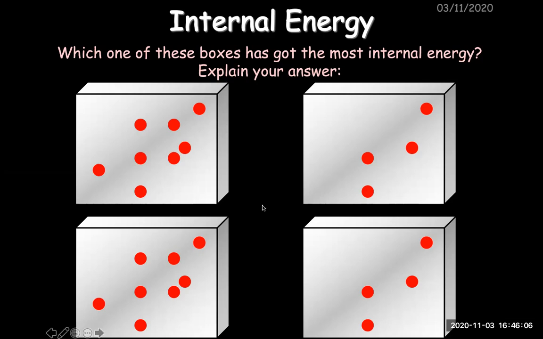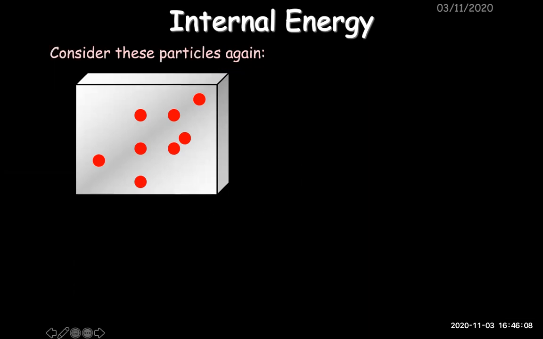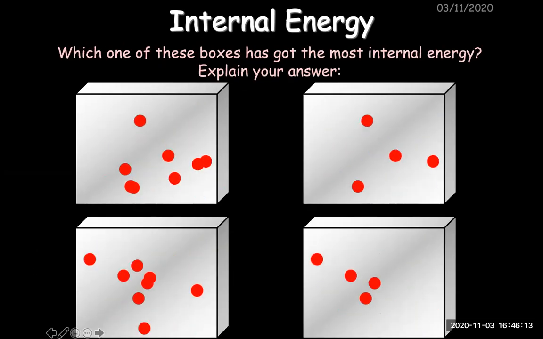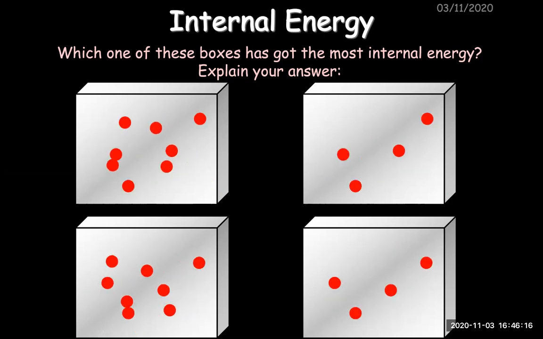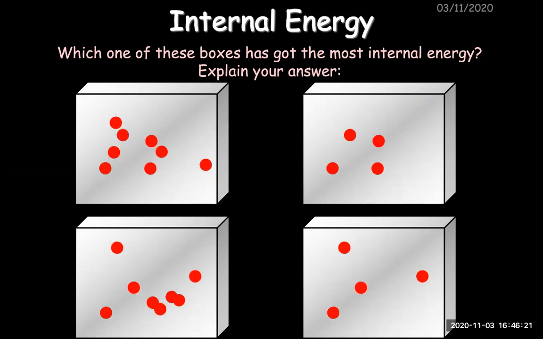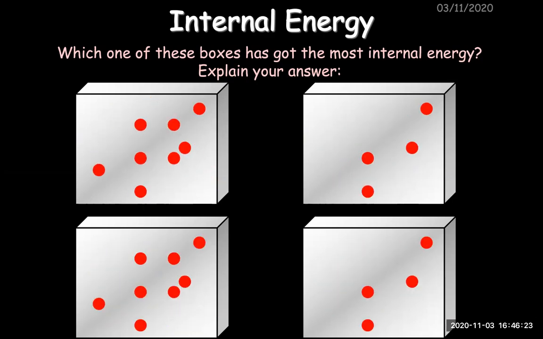Okay, so if you've written a little sentence about that, here's how my explanation would have gone. It's the bottom box in both instances, because there's the same number of particles and the same volume of space for the particles to move around in. It's just that the particles in the bottom two boxes are moving faster. And for them to move faster, they must possess more kinetic energy. And if it's got more kinetic energy inside a box, that's internal energy.